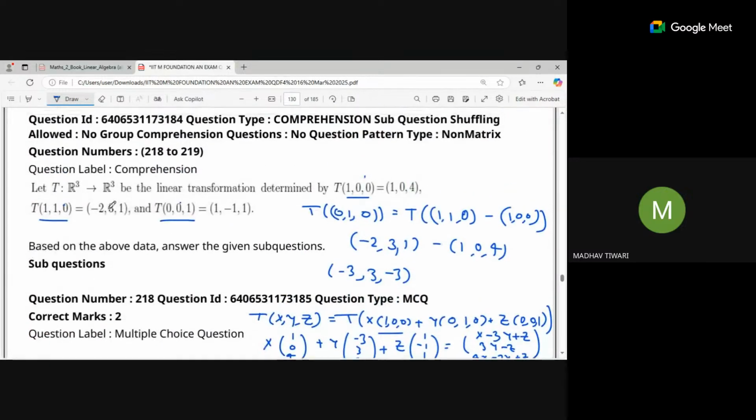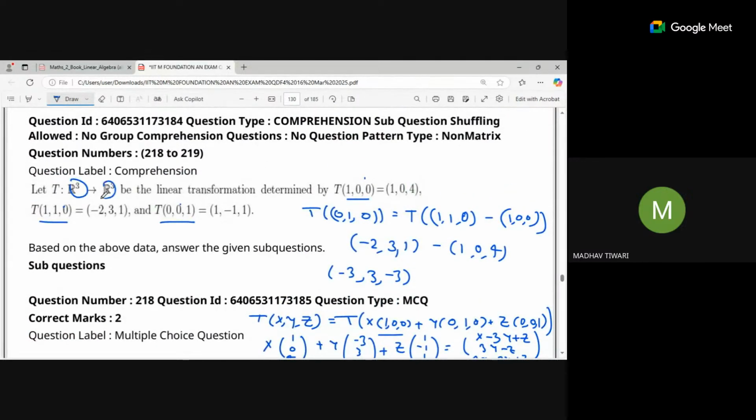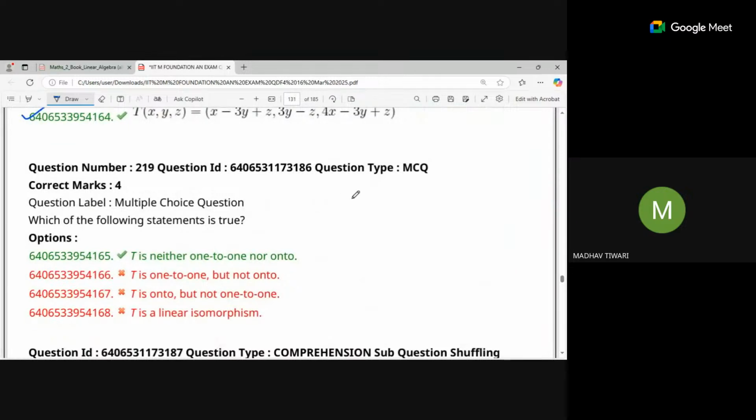Now let's go here. R3 to R3 we have to define. I had 3 dimensions here, 1 gone for nullity, 2 gone for range space, and the codomain has 3. The nullity is more than 0, so it is not one-one. And these two are not completely filling the 3 dimensions, so it is not onto. So neither one-one nor onto is correct.